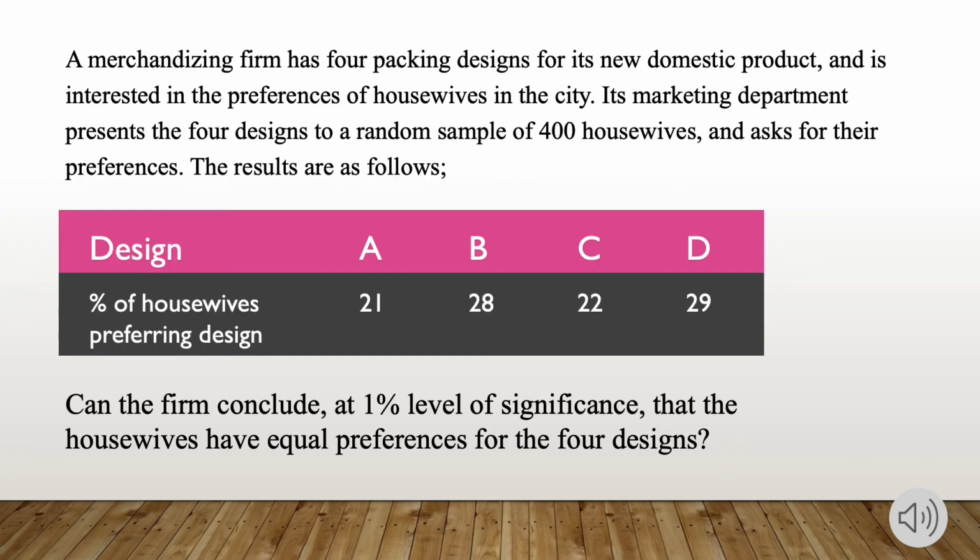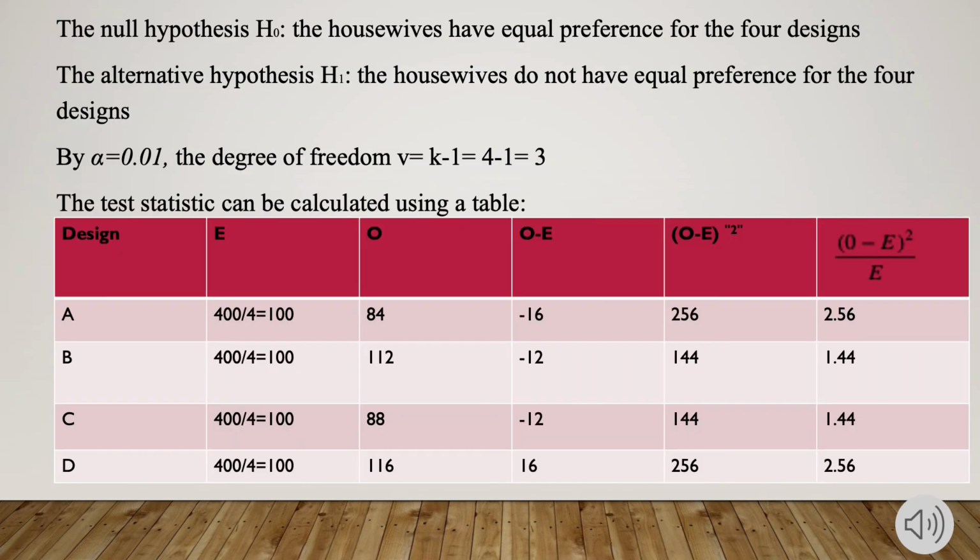A merchandising firm has 4 package designs for its new domestic product and is interested in the preference of housewives in the city. Its marketing department presents the 4 designs to a random sample of 400 housewives and asks for their preference. So the question asks us to conclude whether the housewives have equal preference for the 4 designs at 1% level of significance.